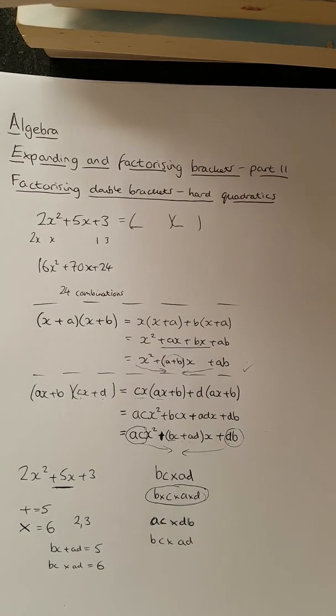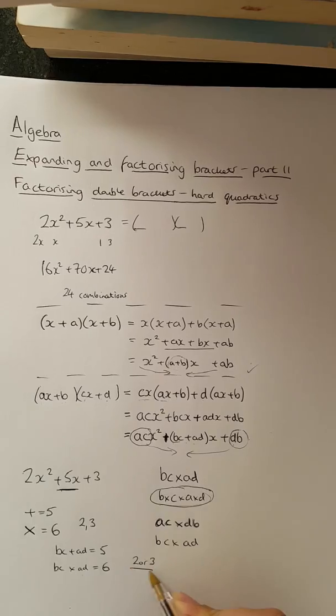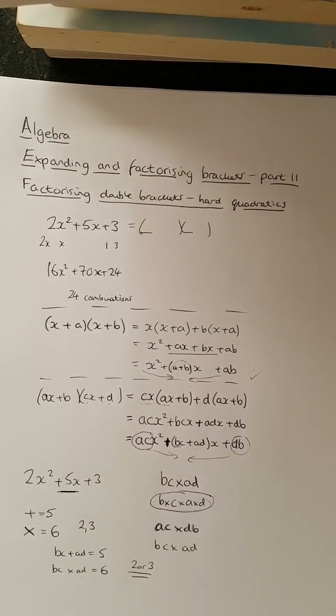Well, it's not as easy as it seems, is it? So we don't know which way around the 2 or the 3 go. And of course, AD and BC are made up of 2 terms. So let me show you how it works.